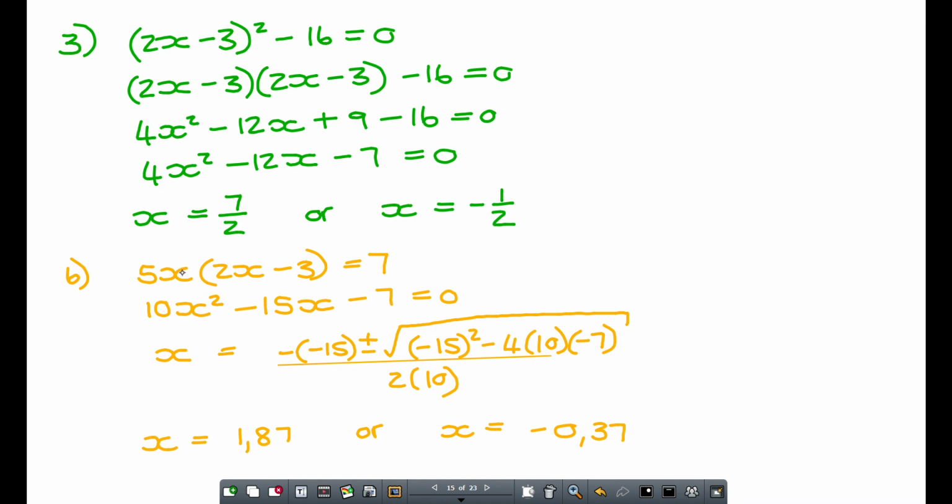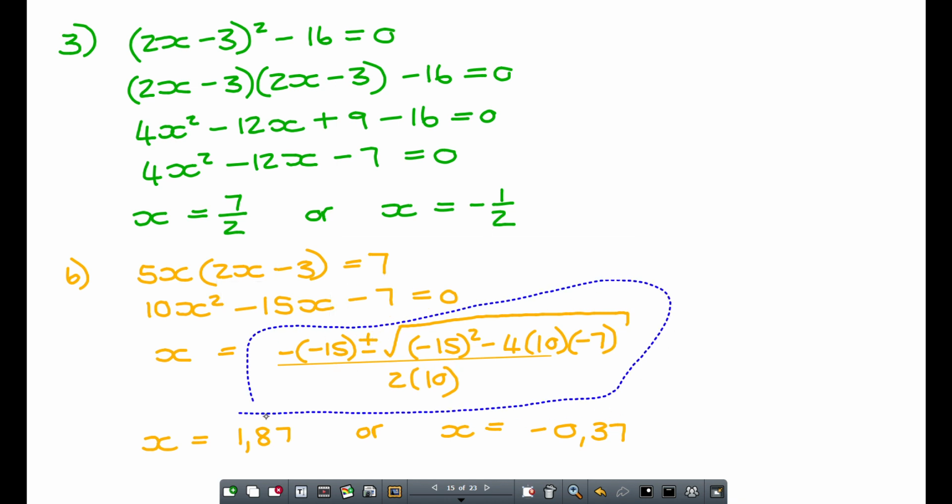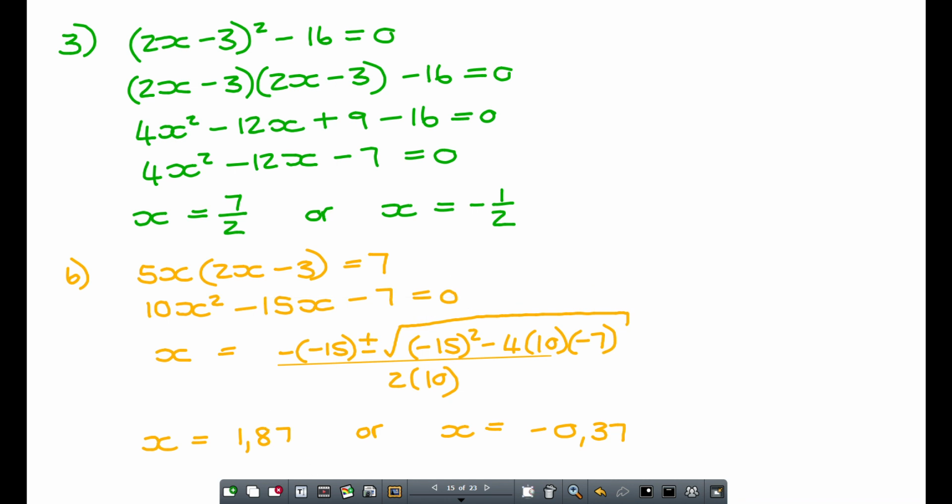Okay, so by number 6, I would have to go and multiply that in. That's how I got the 10x squared minus 15x. Dan bring ek hierdie 7 oor, and that's how I get the minus 7. Nou sy in standaard vorm. So my A value would be the 10, B is negative 15, and C is negative 7. Daar sal jy sien, wys ek vir jou hoe ek hom instel. En dan my x waardes is 1,87 of minus 0,37. Any questions there? And again, go back and check.